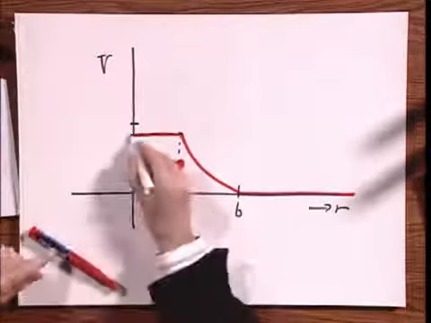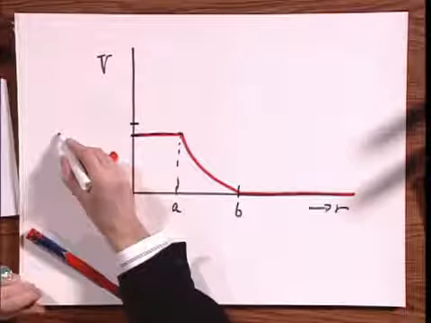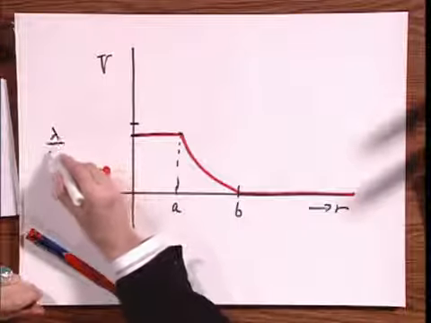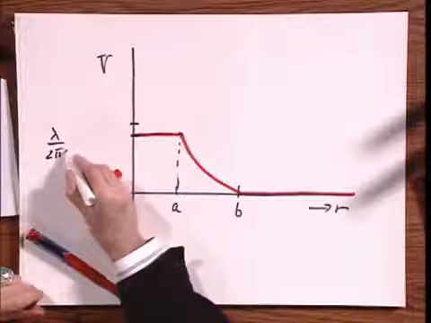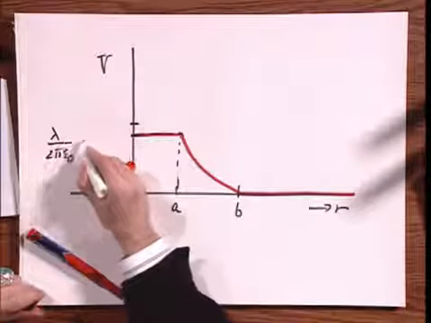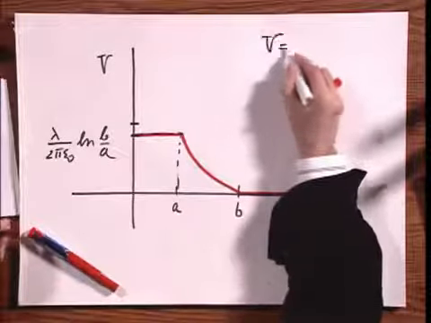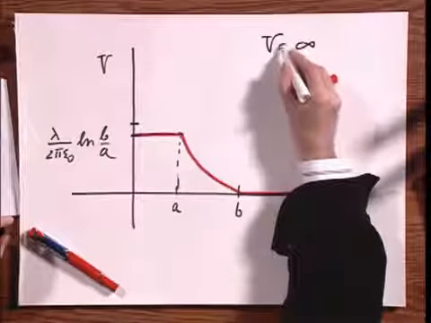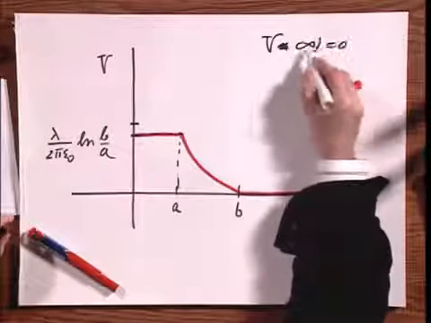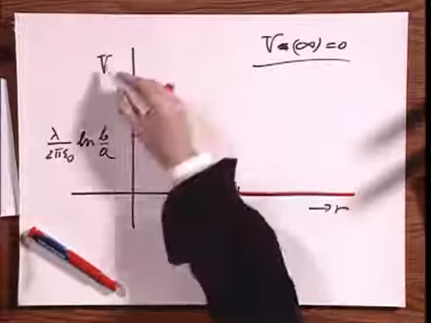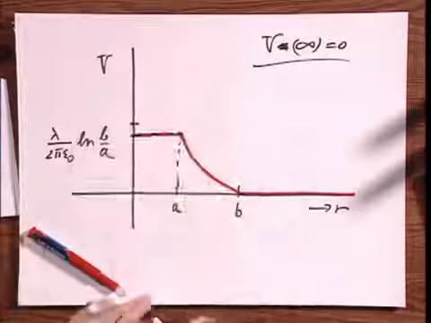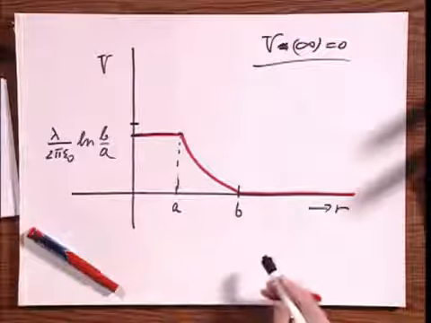And the value here, everywhere inside that inner core, the potential is lambda divided by 2 pi epsilon 0 times the logarithm of b over a. And all of this then is correct because V at infinity equals 0. That's why we talk about the potential rather than potential difference.